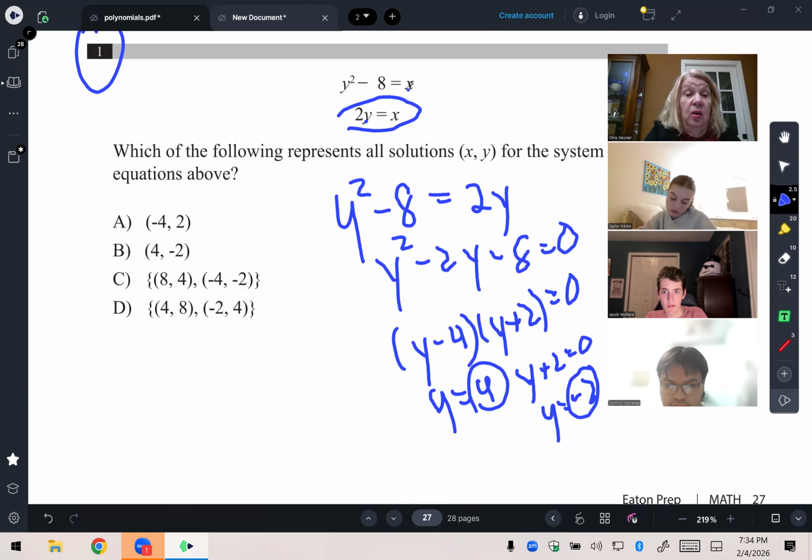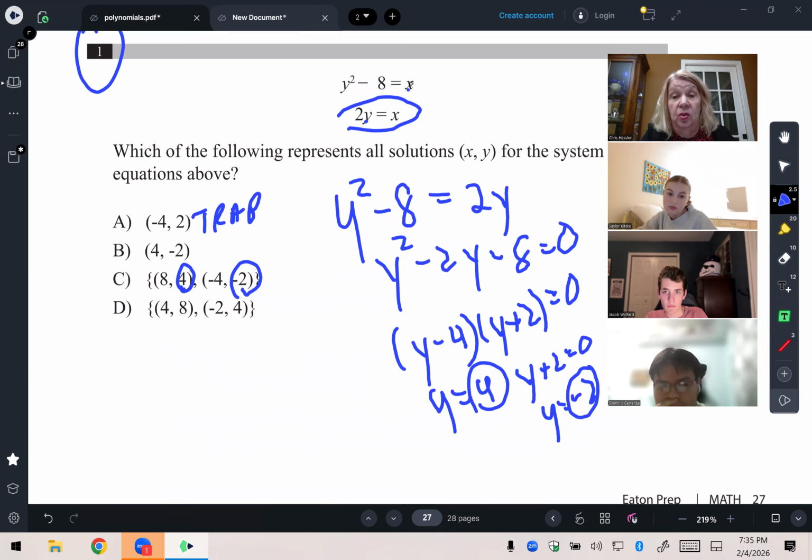But this is a trap, because we want y to be a 4 or a -2. Does that make sense? See how they were a little nasty about putting a trap in there for you? So that one's C.